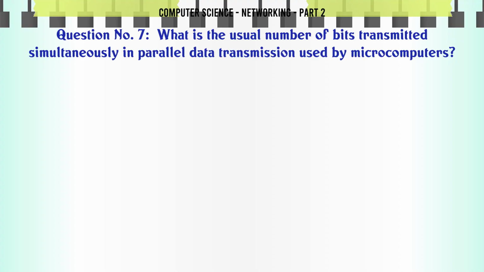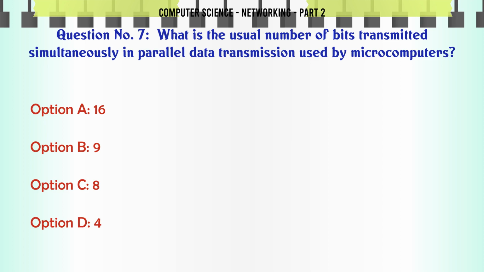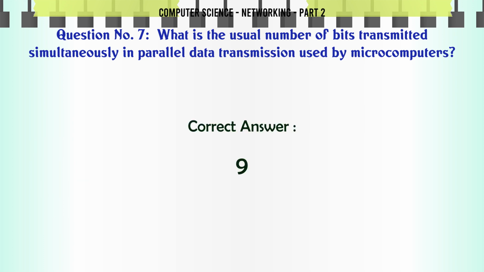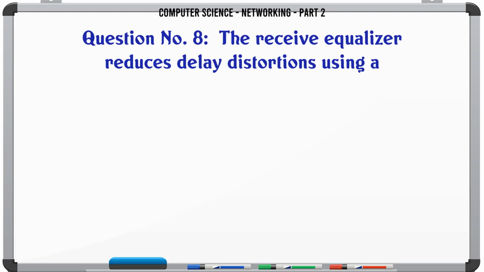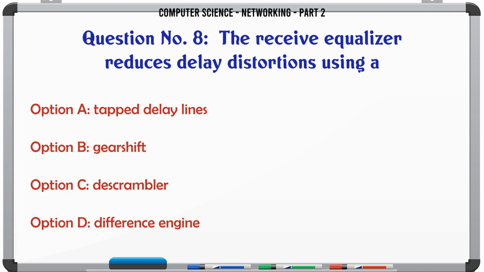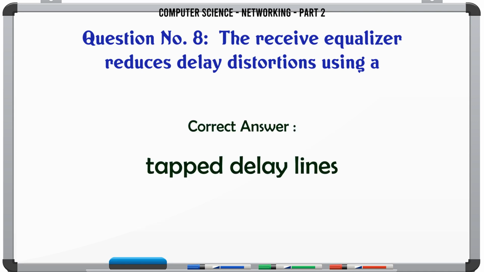What is the usual number of bits transmitted simultaneously in parallel data transmission used by microcomputers? A. 16. B. 9. C. 8. D. 4. The correct answer is 9. The receive equalizer reduces delay distortions using A. Tapped delay lines. B. Gearshift. C. Descrambler. D. Difference engine. The correct answer is tapped delay lines.